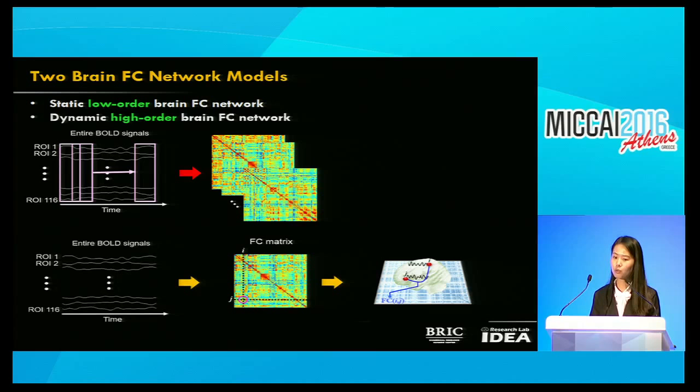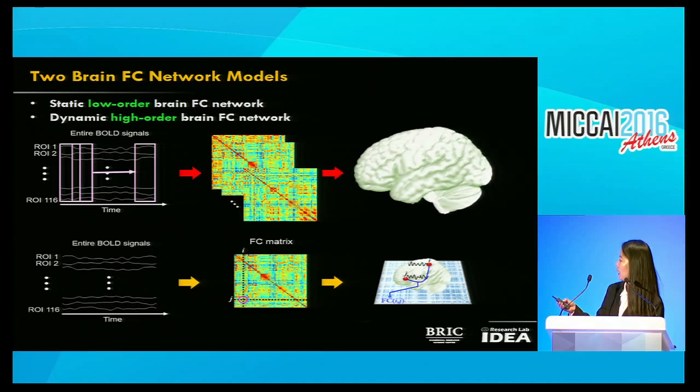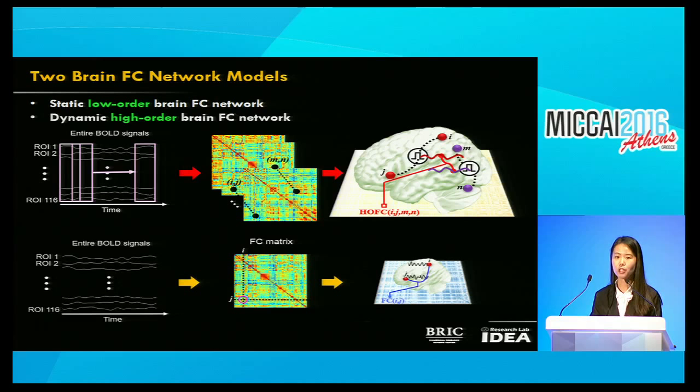So for a pair of brain regions I and J, we can calculate a series of functional connectivity values, which is called a functional connectivity time series. For another pair of brain regions M and N, another functional connectivity time series can be computed. Finally, a high-order functional connectivity network can be constructed by computing the correlation of functional connectivity time series. This method can capture much more information than the static one. Since these two kinds of networks are constructed from different functional connectivity points of view, they can also provide complementary information. So we propose to use both of them to predict the survival time for brain tumor patients.